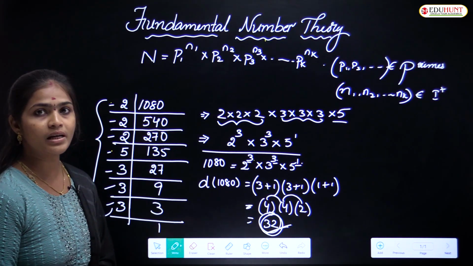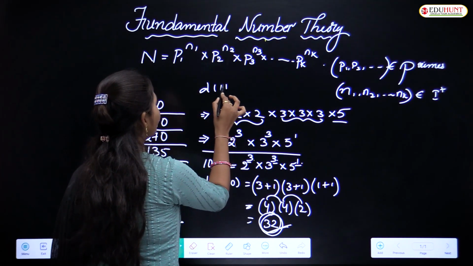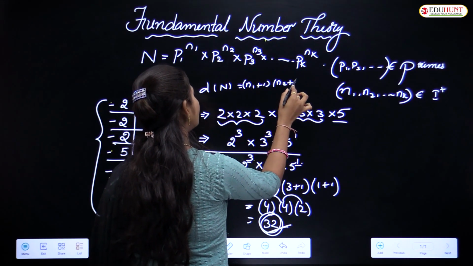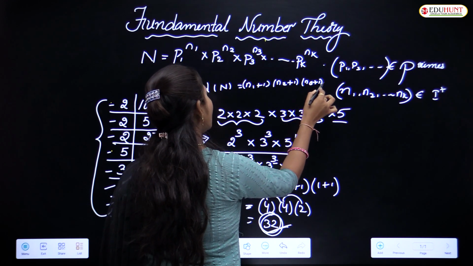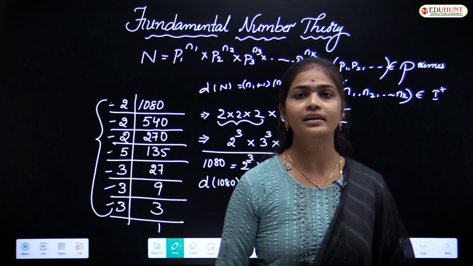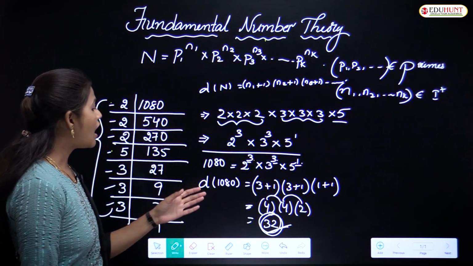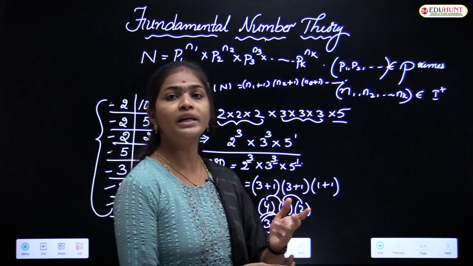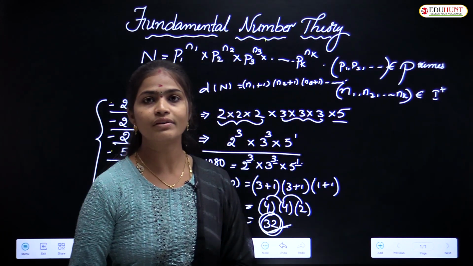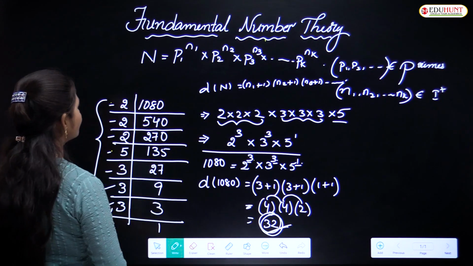So what is the formula here? That is d of n is equal to n1 plus 1 into n2 plus 1 into n3 plus 1 and so on. So this is the formula we have to use to find the number of divisors of a given number. Okay, now how many even divisors are there, how many odd divisors are there? Here we will discuss that. Okay, let us see.